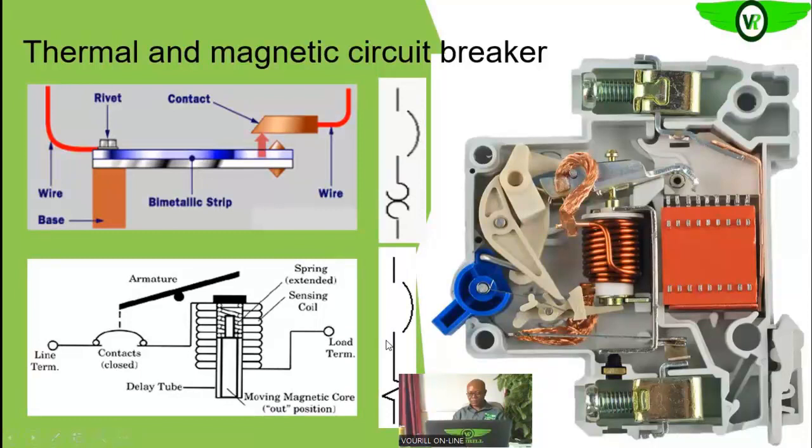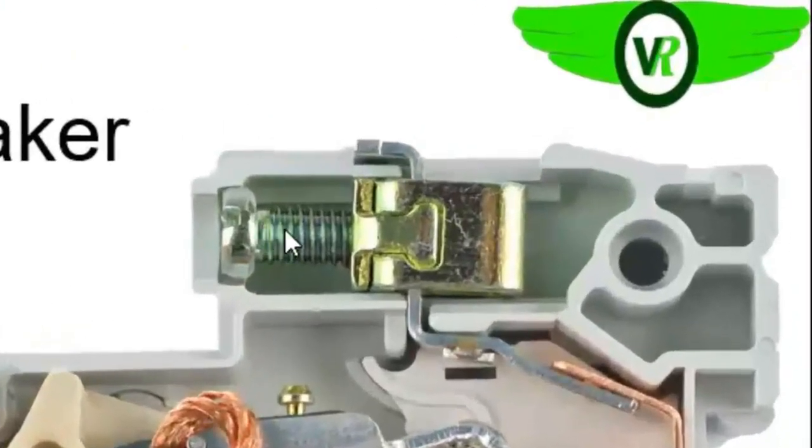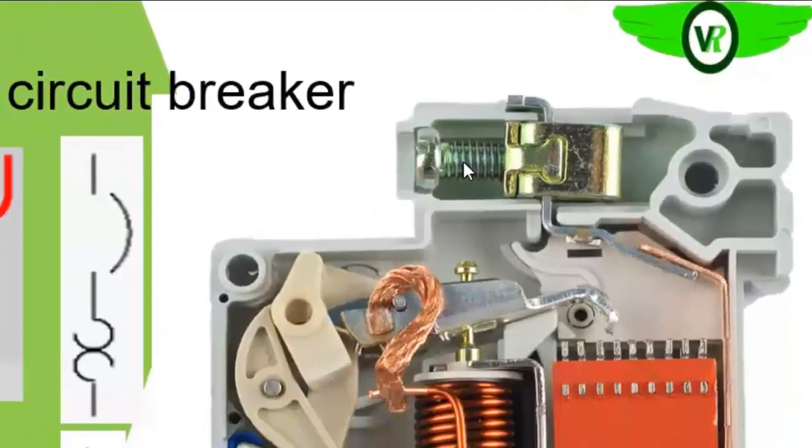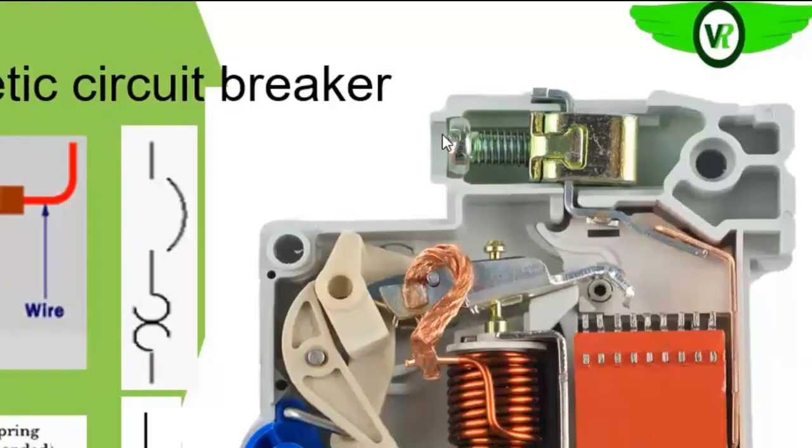So now let us look at the open miniature circuit breaker and try to identify these two elements within the circuit breaker. This is the line side here that is attached to the incoming line, the incoming power supply into your circuitry. This is the line side, and then this is the contact. We have the fixed contact and the movable contact.